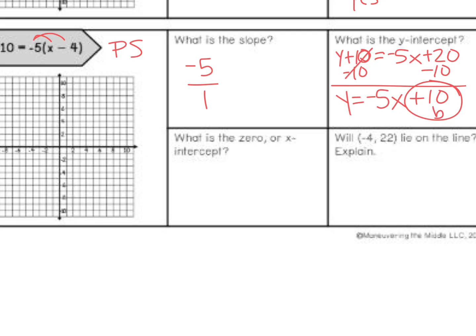Can we find our 0, our x-intercept? Yeah, we can. What do you want to do? Could we graph it and see if we can find it that way? Where are we going to start to graph it? We're going to start at the 10.